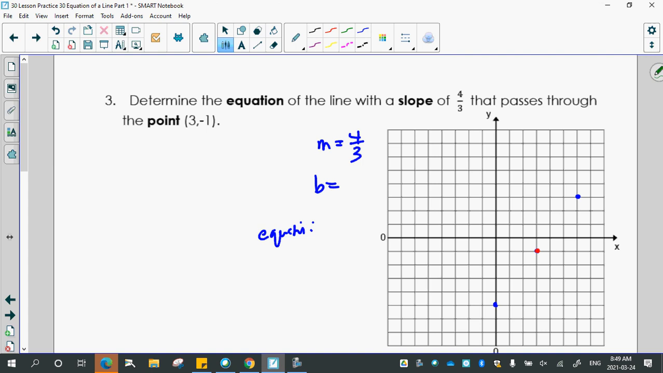So this is my y-intercept. It's right on the y-axis at -5. So my equation should be y equals 4/3 x minus 5.